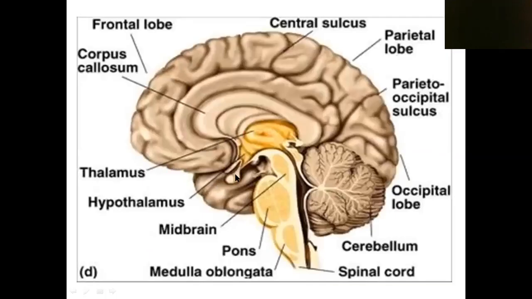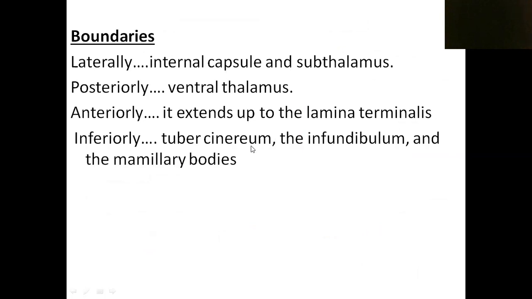See, here we can see the pituitary gland. The pituitary gland is connected to the hypothalamus by the infundibulum. The infundibulum is part of the hypothalamus. So inferiorly it is related to the infundibulum, then the mammillary body, and here we have another structure, the tuber cinereum. So inferiorly: tuber cinereum, infundibulum, and mammillary body. What will be the superior relation? Superiorly, the thalamus. So superior, inferior, medial, lateral, anterior, posterior, these relations are clear.